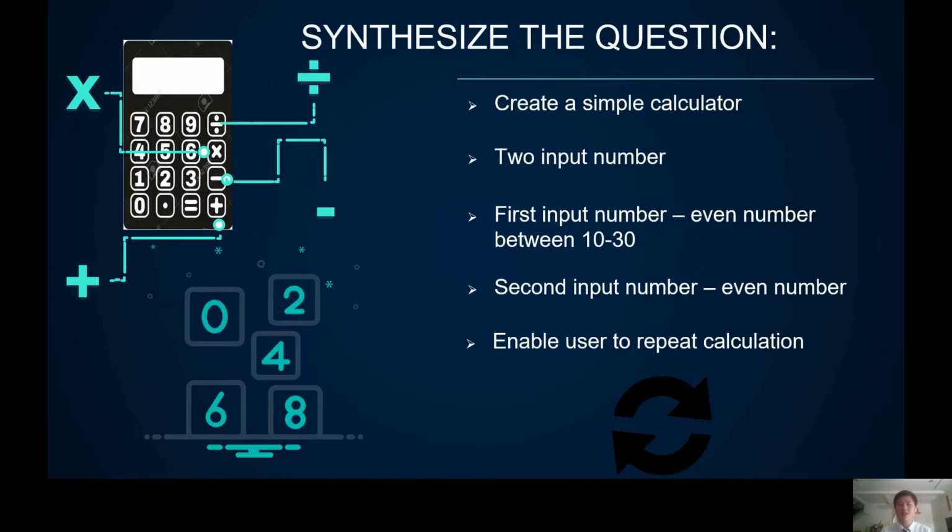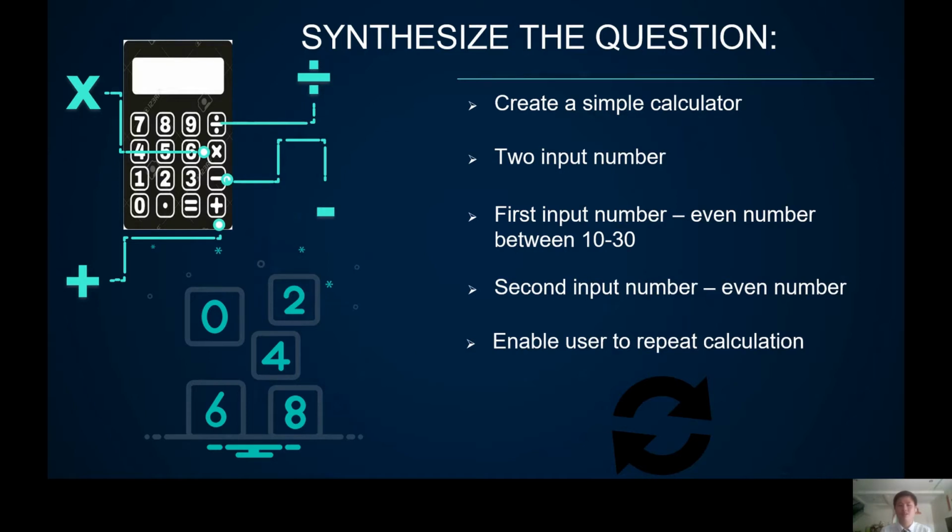Today, I'll be presenting question 1 from assignment 1. First, let us synthesize the question. The question asks us to create a simple calculator that enables the user to input two numbers. The first input number must be an even number between the range 10 to 30. Then, the second number must also be an even number, but its range is not limited.